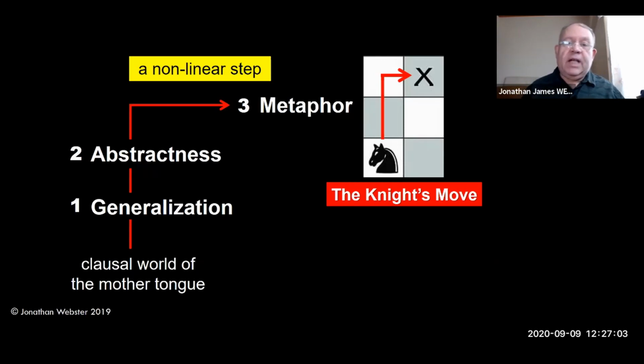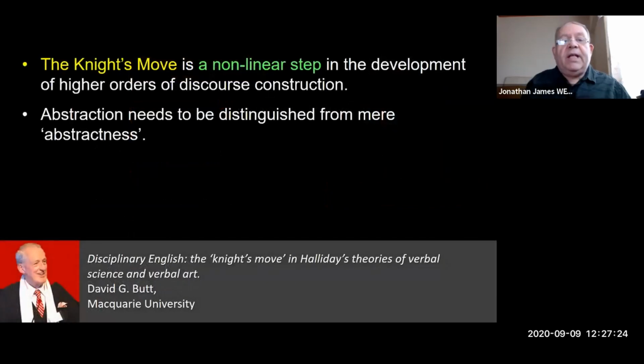You see the graphic on the side, and knight's move. Now, Halliday describes this progression, two steps in one direction and a third step aside. He likens it to the chess move, Western style chess, called the knight's move. The knight's move is this non-linear step, the development of a higher order of discourse construction.